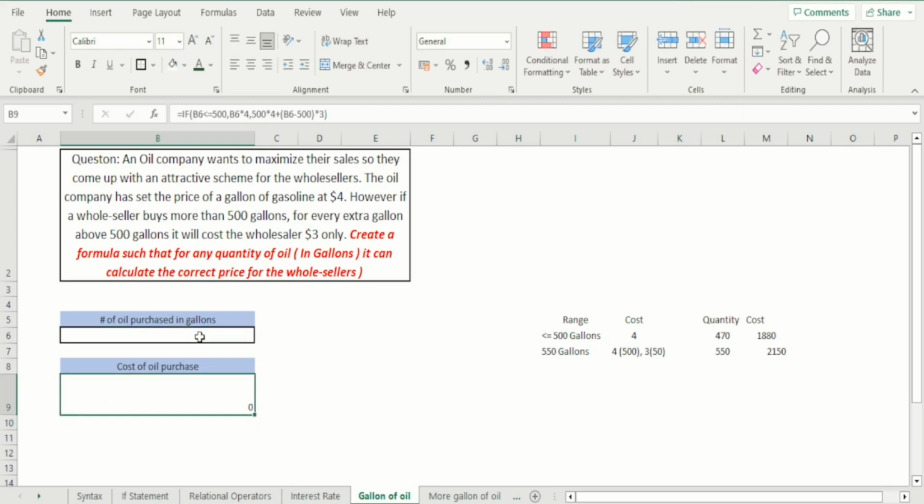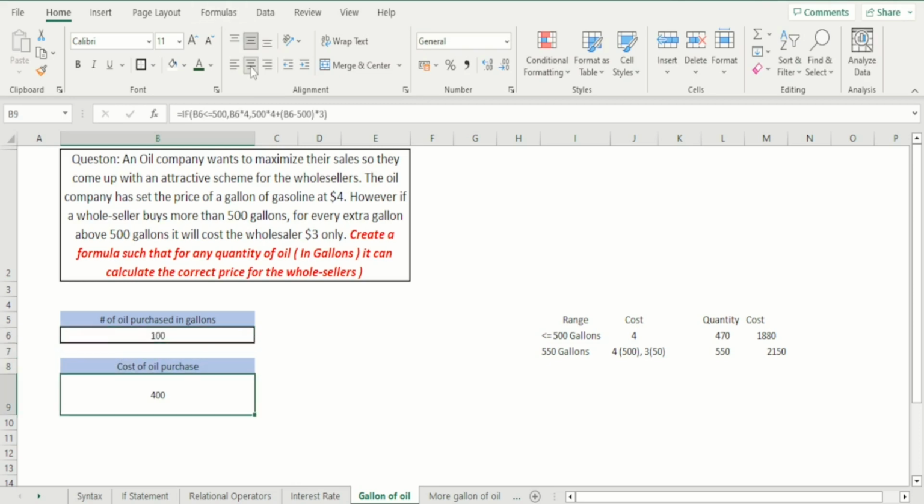All right, let's see if the function works as per our expectation. Let's say somebody purchases 100 gallons. Now, 100 gallons at $4 a piece is going to be $400. And there we are.